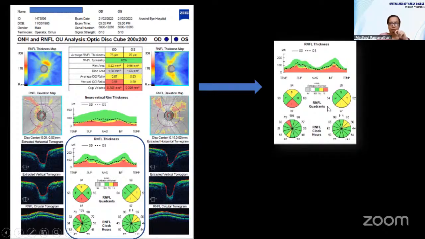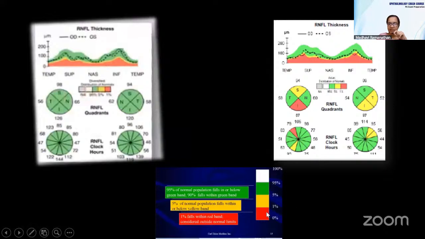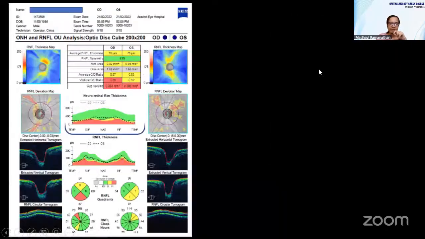Apart from that, you have the quadrant wise and the clock hour wise analysis. Once again, there is a different color coding for this. Here, red indicates that it is abnormal, while green means that 95% of the normal population is falling into the category. And the yellow color, somewhere in between, indicates 5% of the normal population is falling in the category. So the color coding is also given here. You don't have to memorize the color coding.